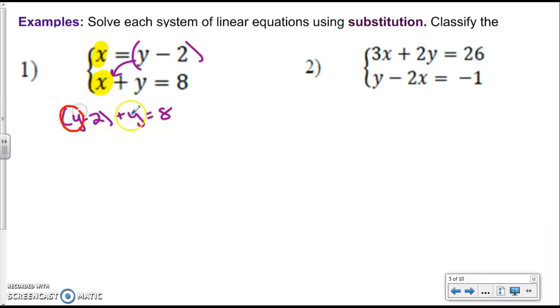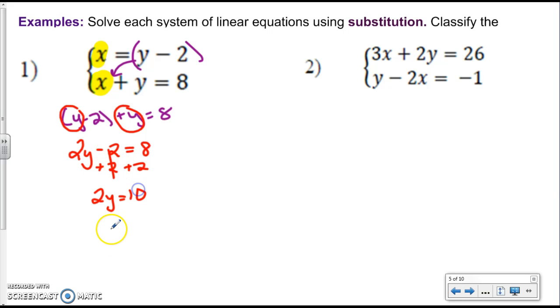We can combine our like terms. So y plus y is 2y, minus 2 equals 8, and then keep going to finish up the problem. So we're going to solve. Add 2 to both sides to get 10, and then divide by 2 on both sides to get 5. Okay, so substitute one equation into the other to help you solve for one of the variables.